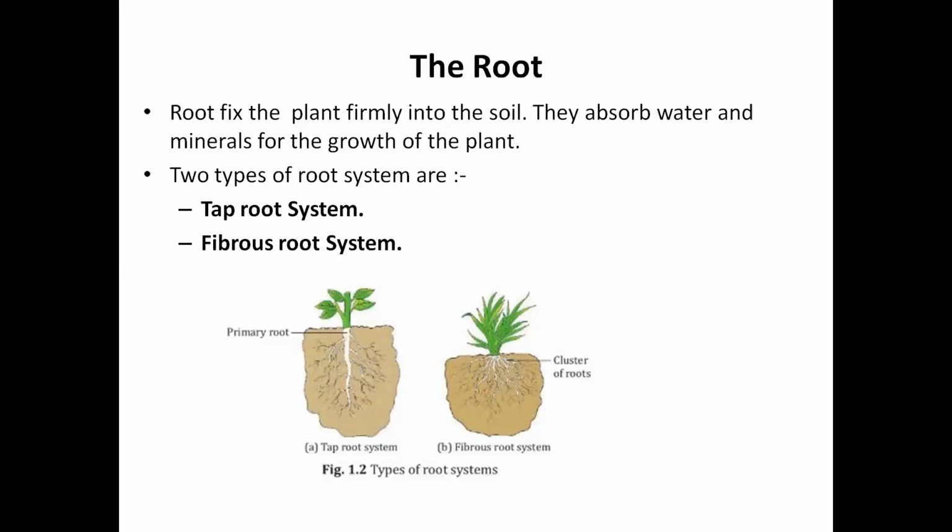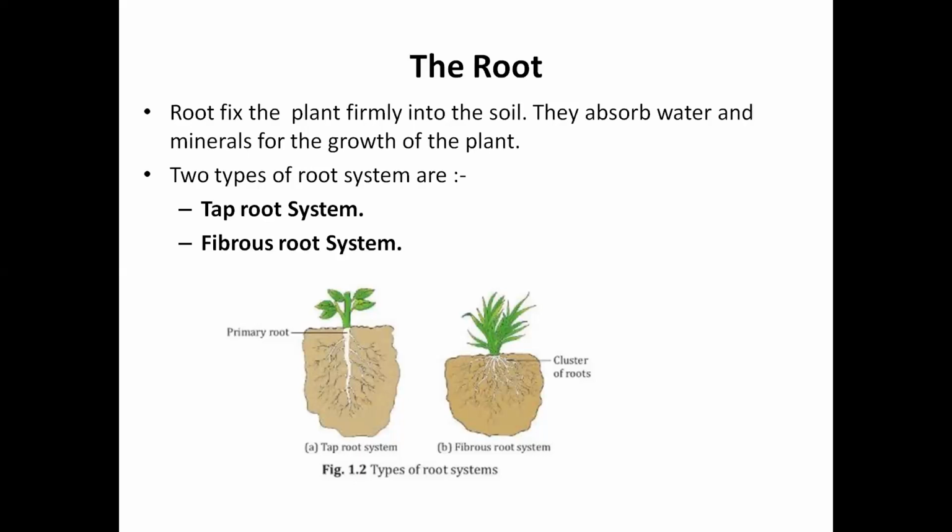Next is the fibrous root system. In the fibrous root system, a cluster of roots arises from the base of the stem. You can see easily that from one part only, so many roots are arising in the fibrous root system. Examples are the roots of grass, wheat, and rice.